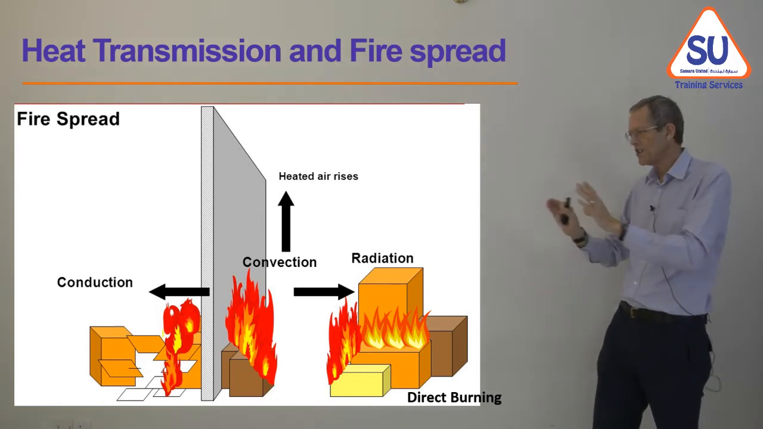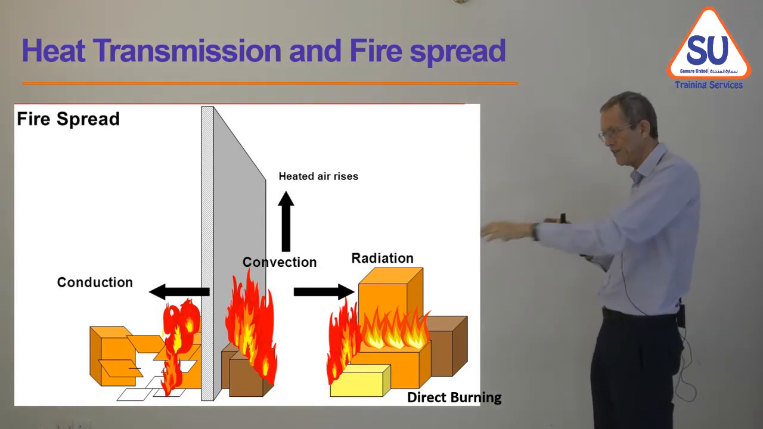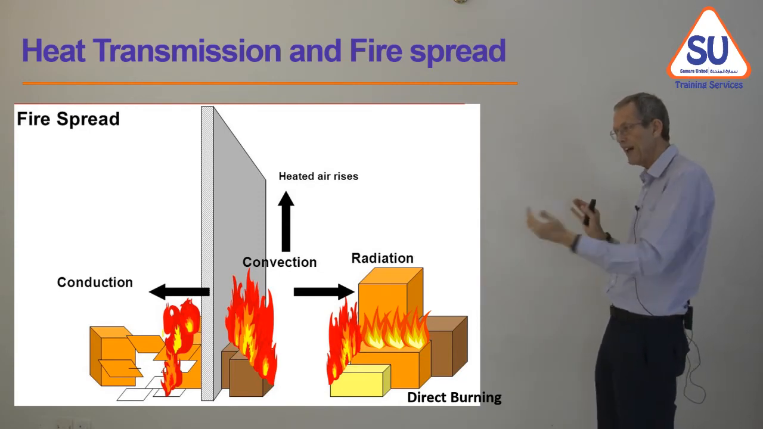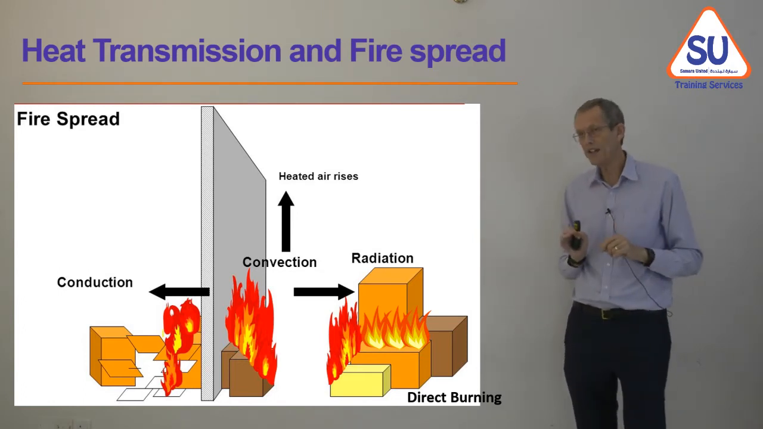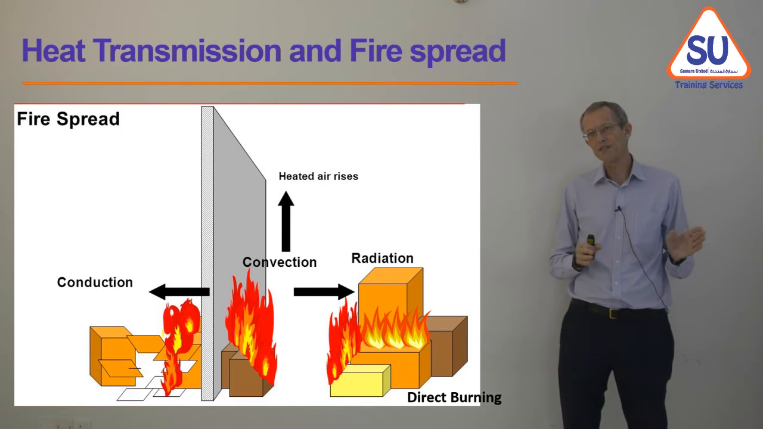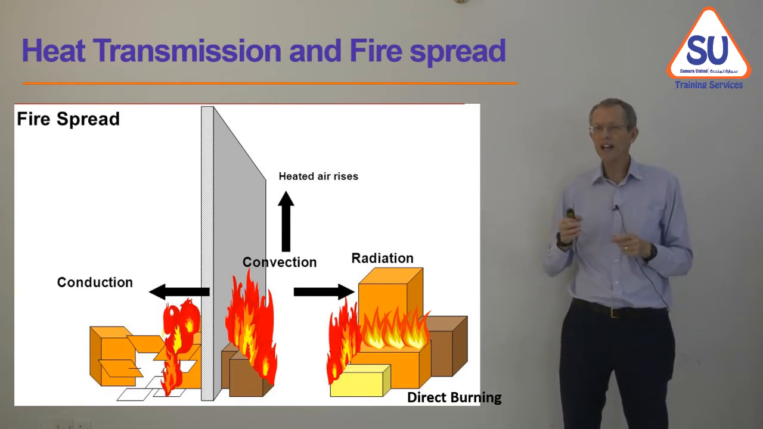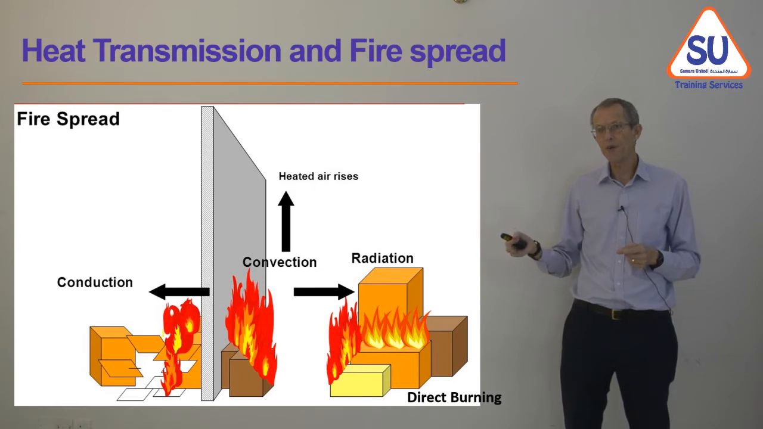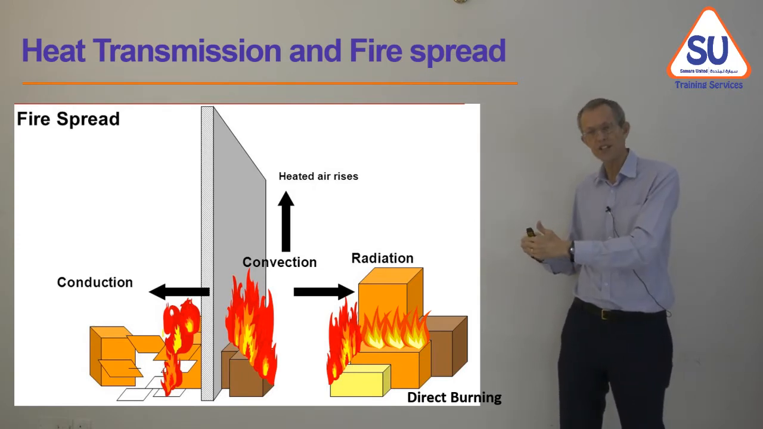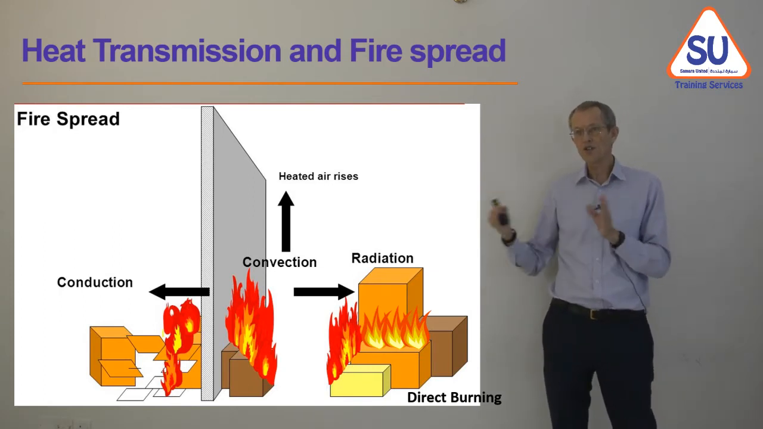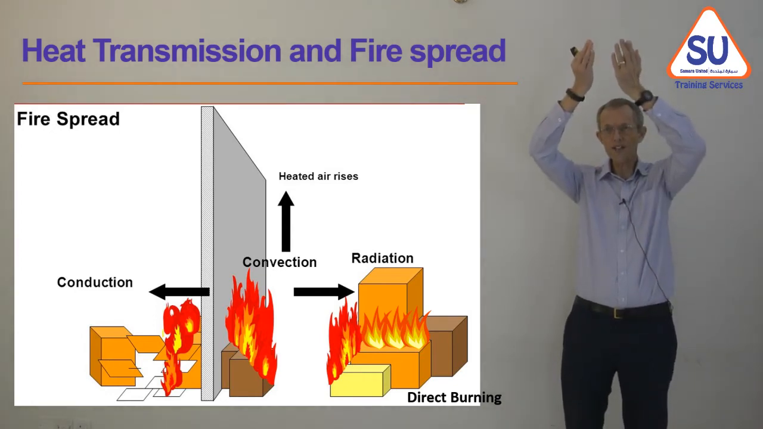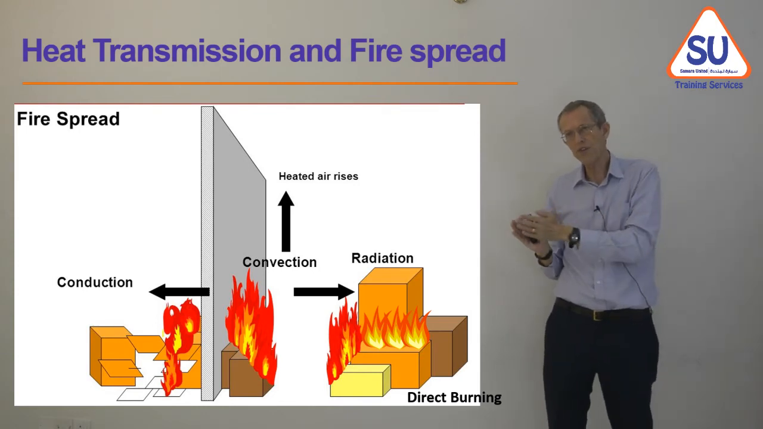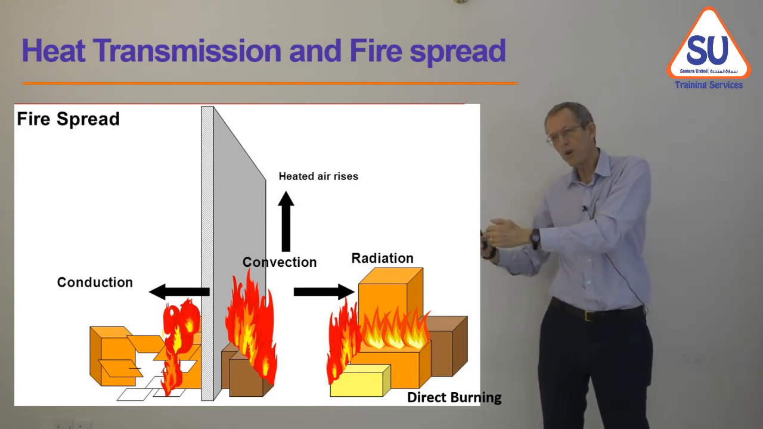Then we have radiation. If I'm standing next to a fire, the fire's over there, but I stand here, I can feel the heat, and that's because heat energy from the fire has travelled through the air to me, and that's radiation. And radiation can start a fire at a distance. And the last type of heat transmission is direct burning. If this thing is burning and it's next to this thing, there's the direct burning. The fire will just keep burning the next thing. So we have conduction through the wall, convection, hot gases rising, radiation, heat energy travelling through the air to us, and direct burning, where it's burning from one thing to the next.